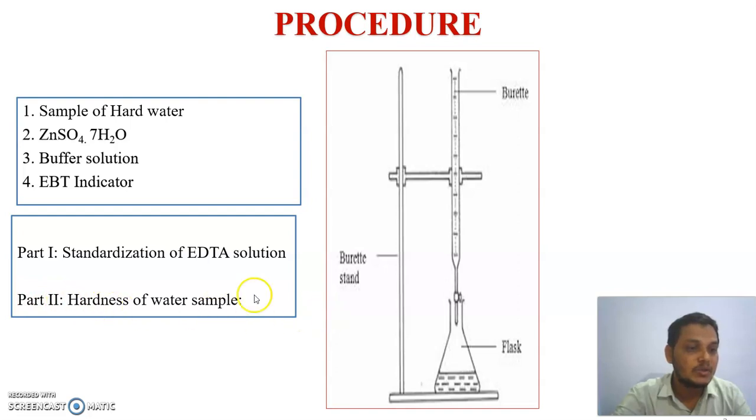Now the second part is to determine the total hardness of the water sample. Instead of zinc sulfate, here pipette out 25 ml hard water sample into a conical flask. To this add 5 ml buffer. To this add 2 to 3 drops of Eriochrome Black T indicator. The color becomes wine red, and titrate this wine red solution against EDTA. The endpoint of the titration is when wine red changes to what? Blue, right? Note down the burette reading as the Y ml burette reading, right? And from the burette reading we can easily find out the total hardness of the water sample.